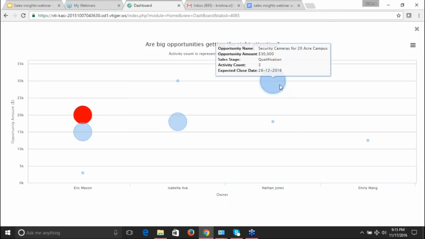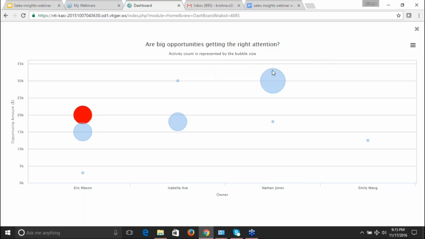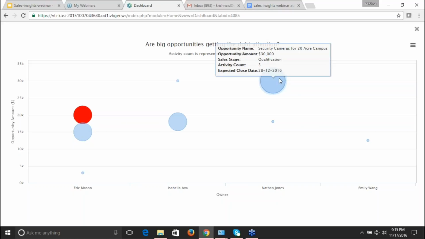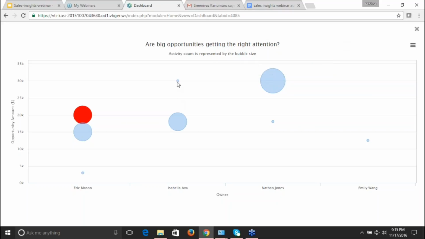Whereas when I look at this here, it's a bigger bubble and it's a $30,000 opportunity. So Nathan is on top of it, which is a good thing. And when I look at this, the opportunity is in a new state, so it's possible that Isabella has not had a chance to follow up yet. But in the coming days, I would like to see the bubble grow in size and also the opportunity to advance further.